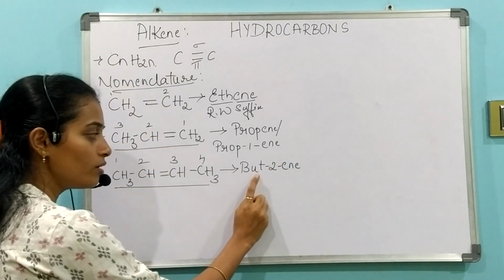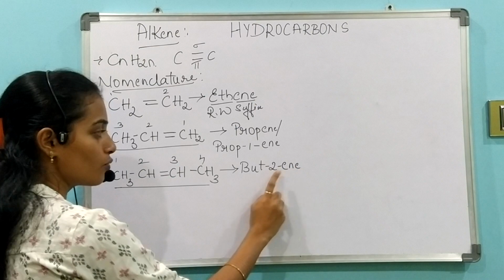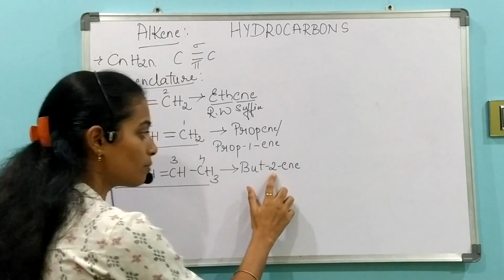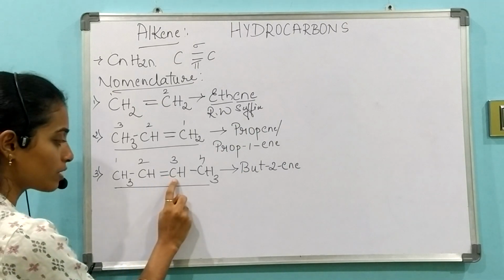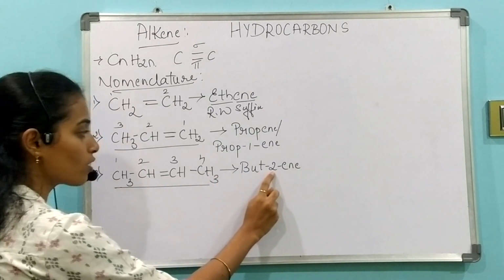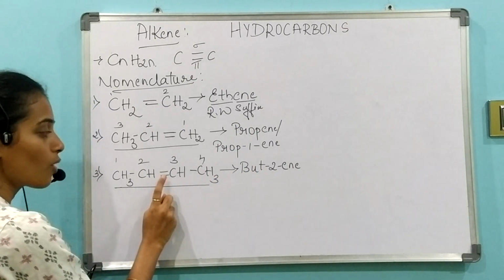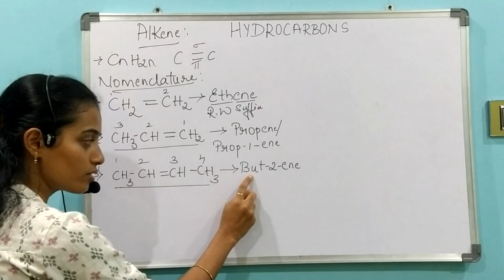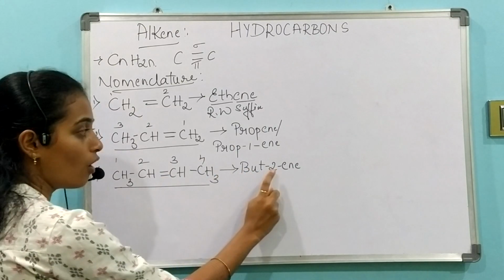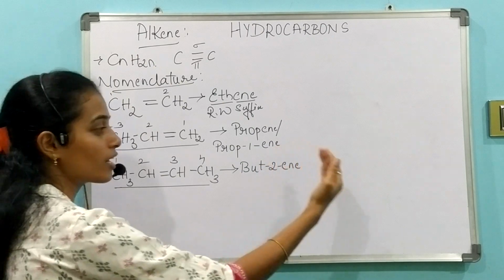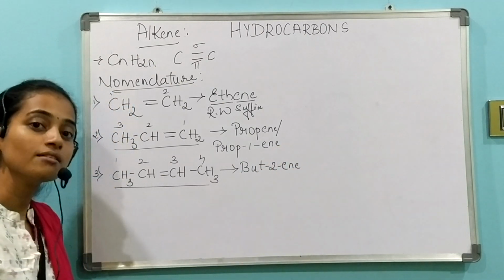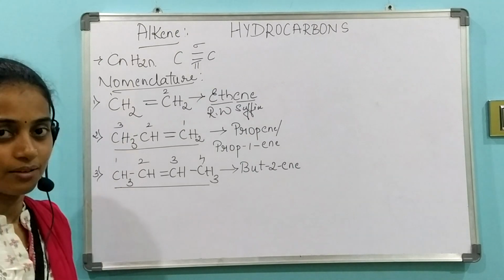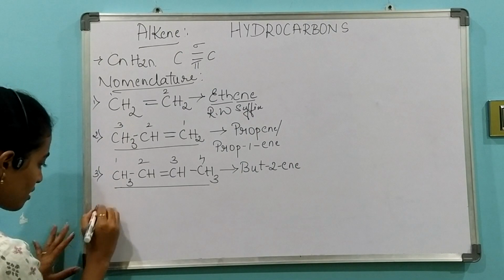But is the root word. Ene is a suffix. Why are you going to use that number 2? Because you have the double bond between carbon number 2 and carbon number 3. So you have to use the smaller number to say where you have the double bond. But is the 4 carbon chain you have. Between the second and third carbon, you have the double bond. So you are going to name it as but-2-ene. Get it? Go for the fourth example.